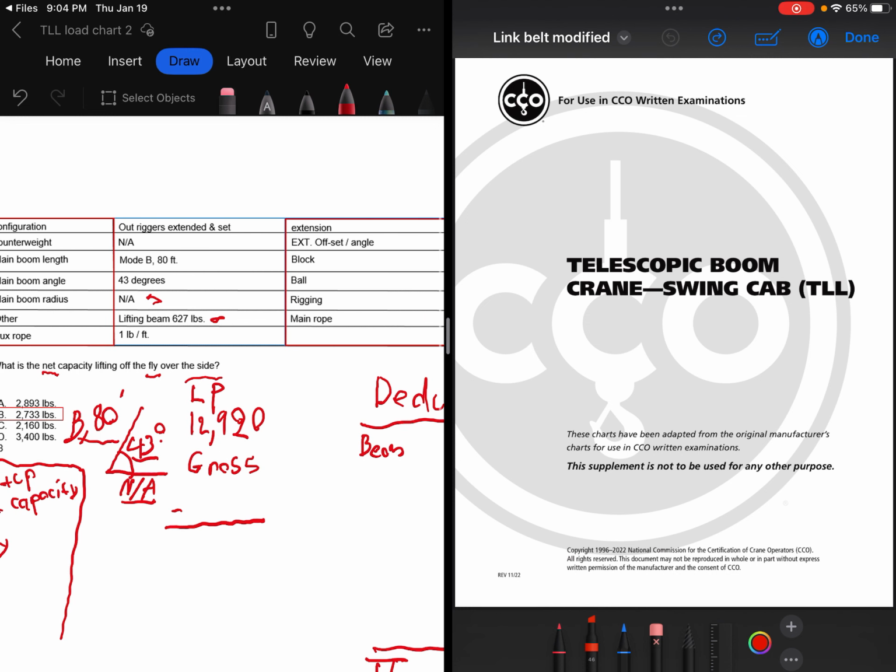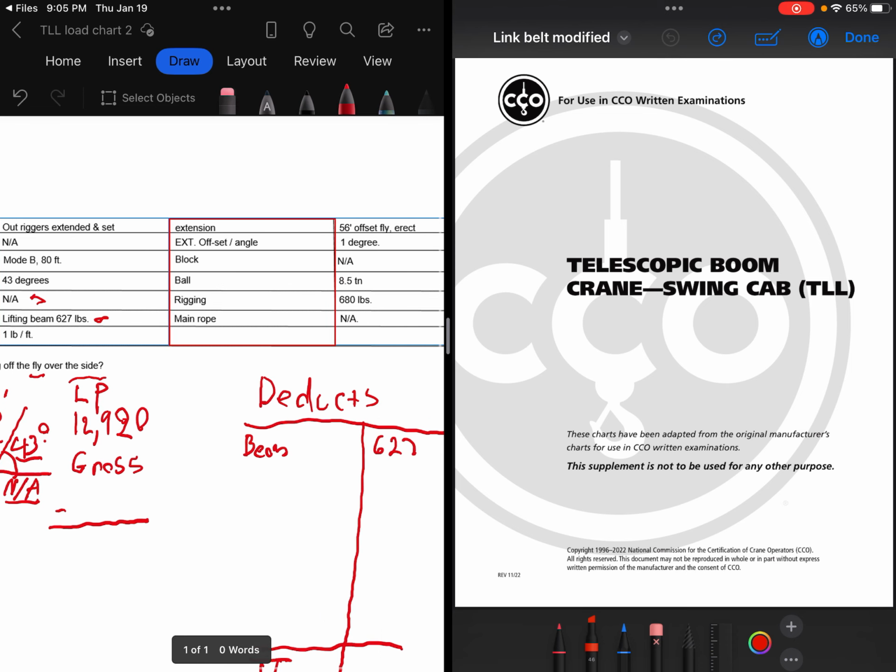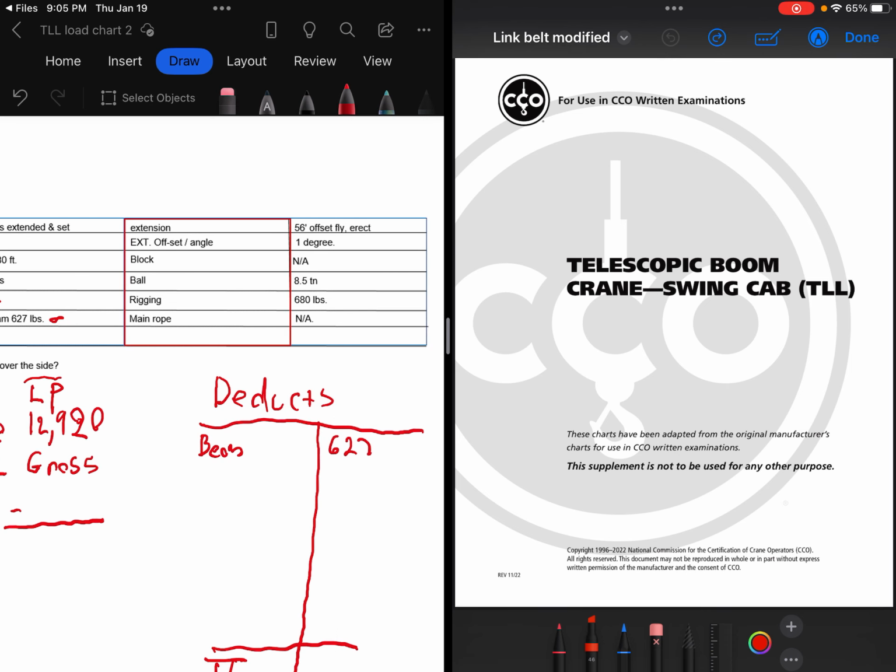Remember, we're using the net capacity lifting off the fly over the side. We automatically know that we're lifting off the fly. And the rule when we're lifting off the jib is that it's not a deduction. We're not adding that to our hanging weight because we're using it. Conversely, we're using a jib load chart, and the jib load chart already deducts the jib's weight, or the fly's weight. So we've got an extension.